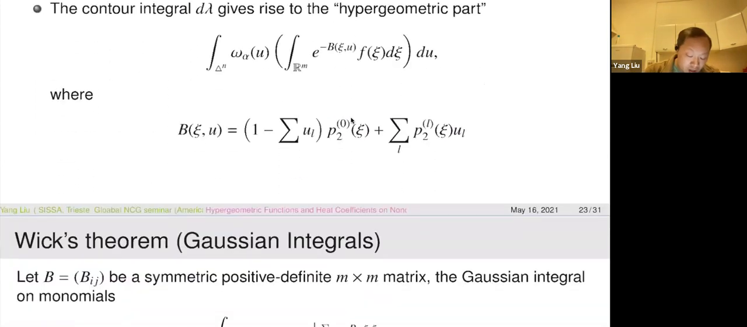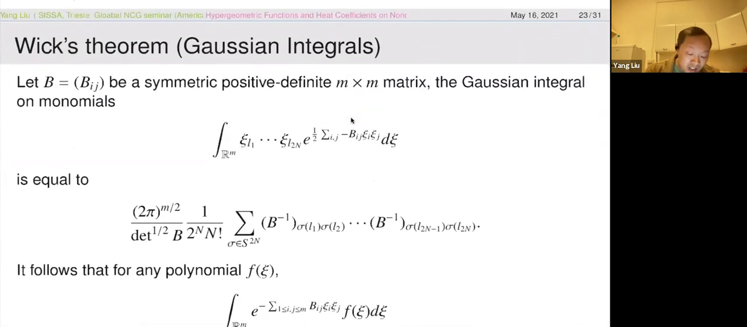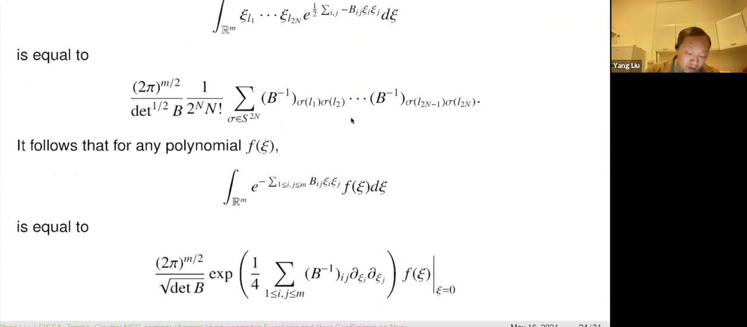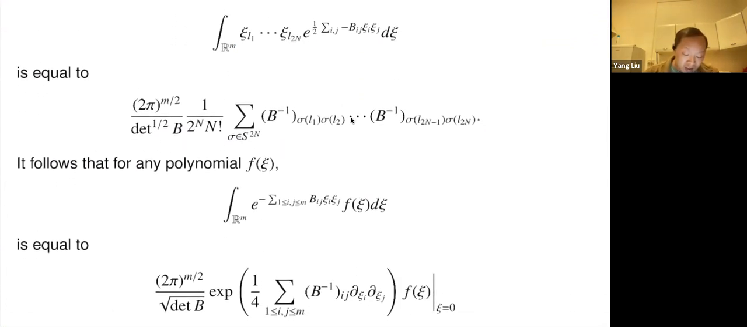So this result is known. This integration is known as Wick's theorem. So you have this Gaussian integral. For example, if we look at such a type of integration on monomials, you get a really lengthy formula, but a much more beautiful way to write this is to look at a generating function.